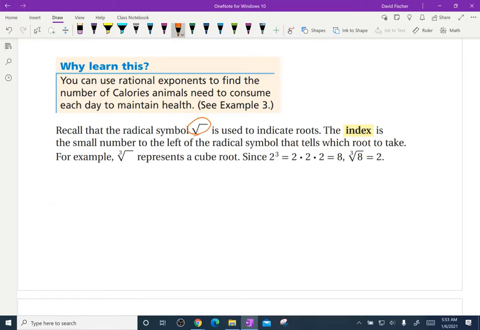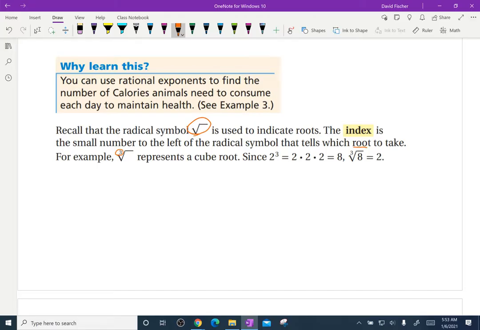This is called a radical symbol. That's the technical name for that. And the index is the small part to the left of the radical symbol, which tells us which root to take. For example, there's a 3 over here now instead of a 2. And so that's called a cube root, or the third root.